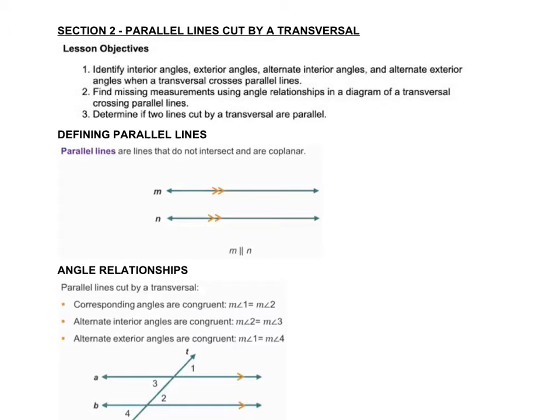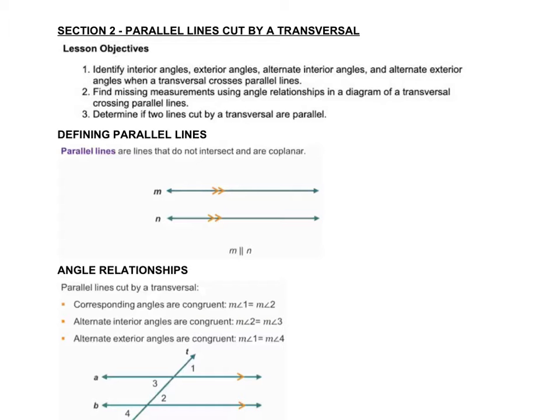Hello, welcome back. This is a video over Unit 8, Section 2, and we're going to be talking about parallel lines cut by a transversal. So in the last video, we talked about two lines being cut by a transversal, but in this case, we're going to be talking about parallel lines being cut by a transversal, and that's going to have a lot of unique relationships. And so let's get started.